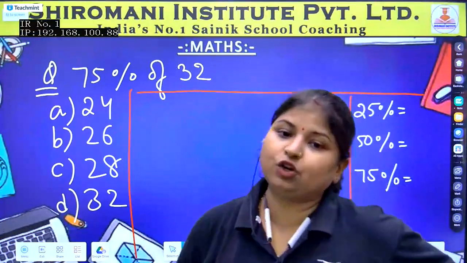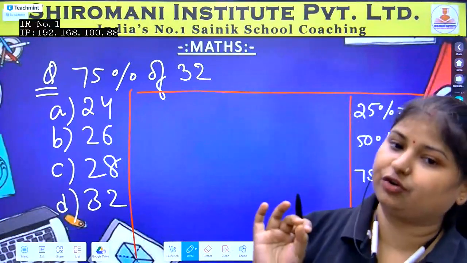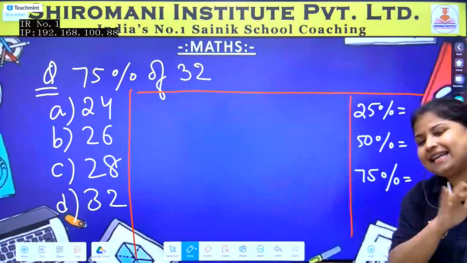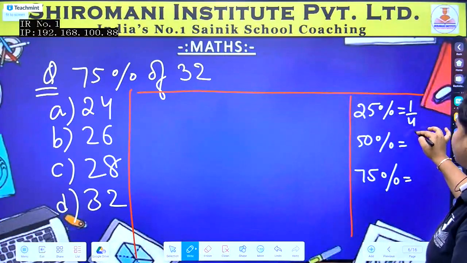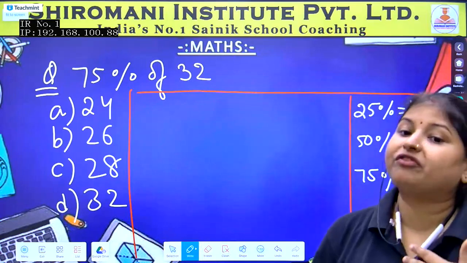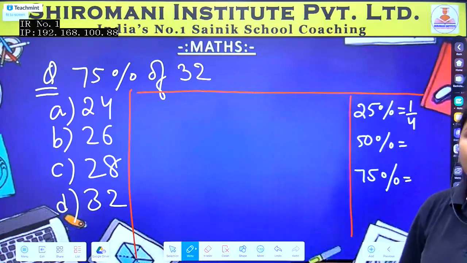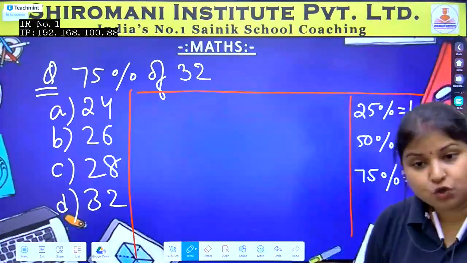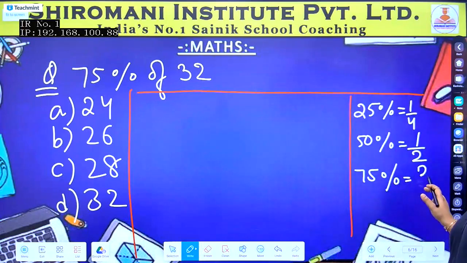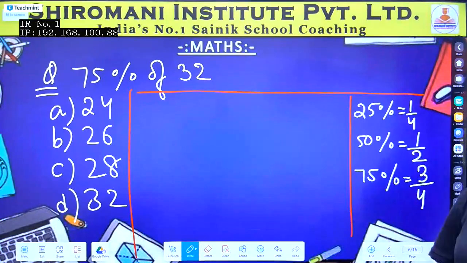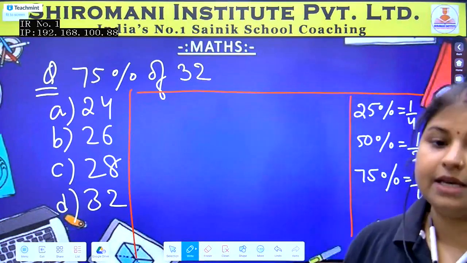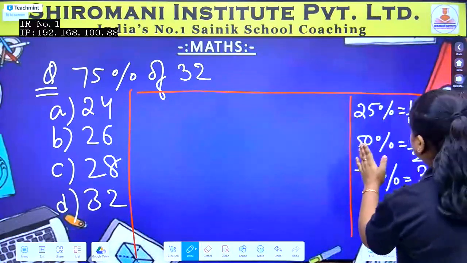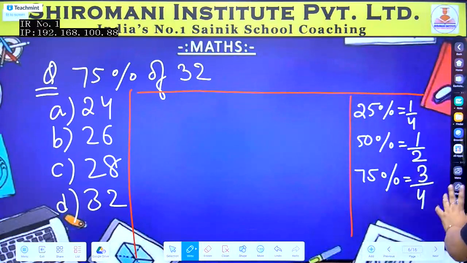Okay, so I shall tell you two short tricks for this. The very first short trick, the one that you have to remember: 25% of any number, in fraction, is 1/4 of that number. 50% of any number is 1/2 of that number. And 75% of any number is 3/4 of that number. This you have to learn: 25% is 1/4, 50% is 1/2, 75% is 3/4.